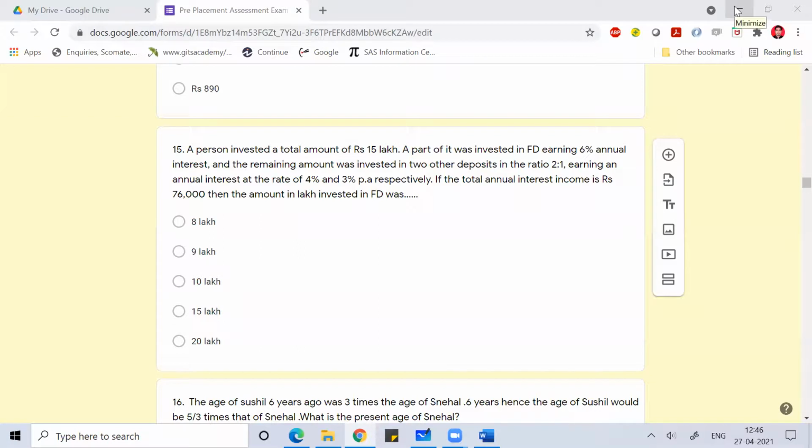Question number 15. Did you get the answer, guys? How many of you have solved this question number 15?